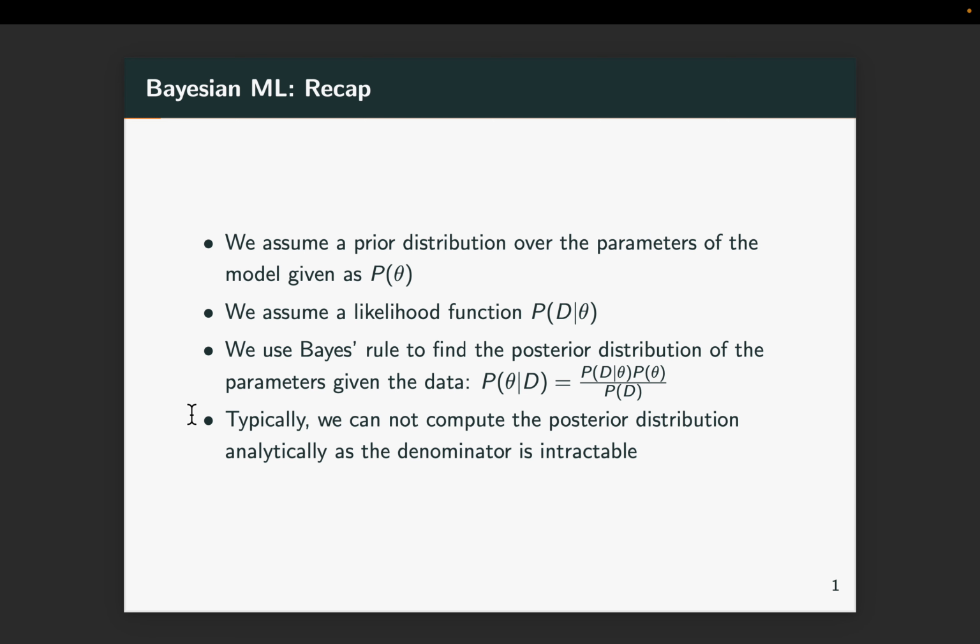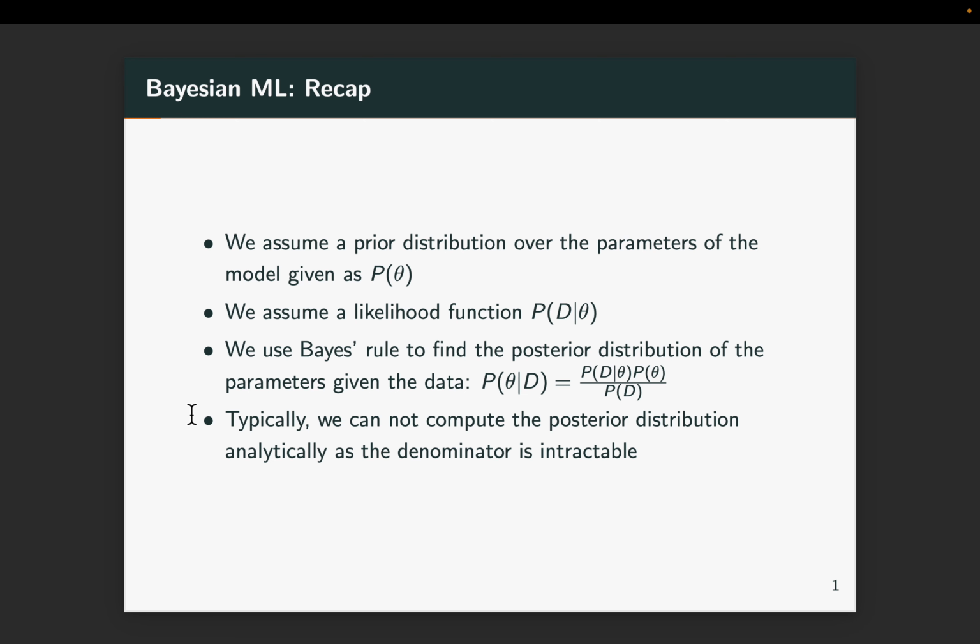Let's start again. We assume a prior over the distribution parameters theta, which is p of theta. We assume a likelihood p of d given theta, and then we use the Bayes rule to obtain the posterior p of theta given d, which we cannot compute for a lot of problems, because the denominator term is intractable.